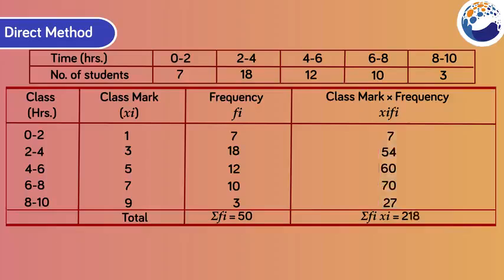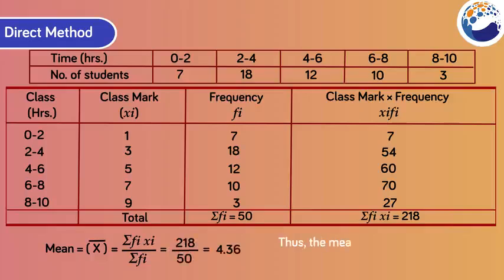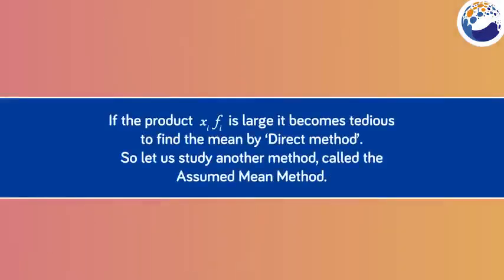Now we can calculate mean, x bar, is equal to summation of fi xi upon summation of fi is equal to 218 upon 50, which is equal to 4.36. Thus, the mean time spent by students for their studies is 4.36 hours. If the product of xi, fi is large, it becomes tedious to find the mean by direct method. So let us study another method called the assumed mean method.